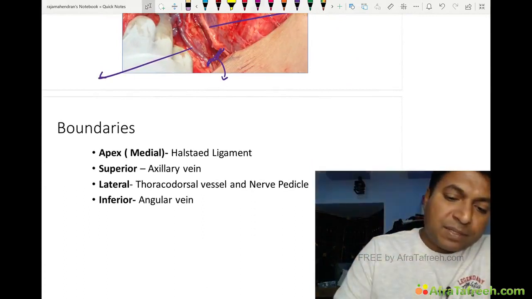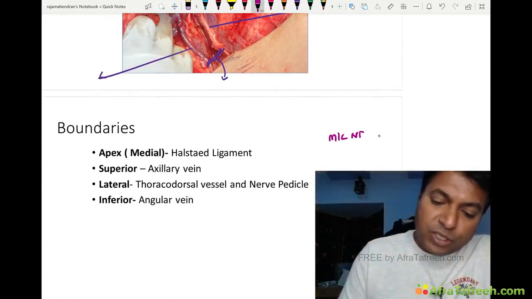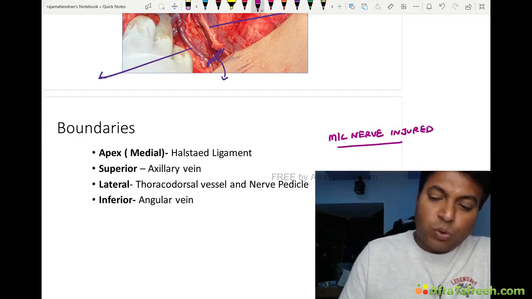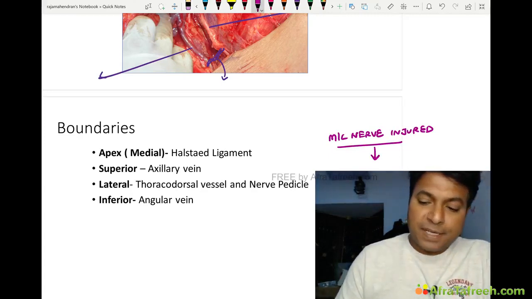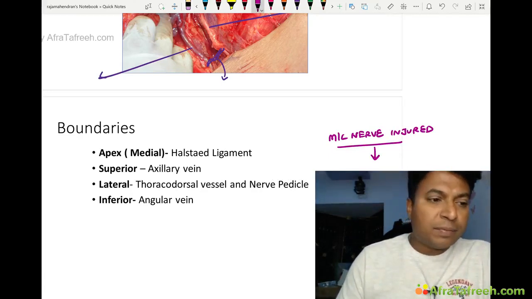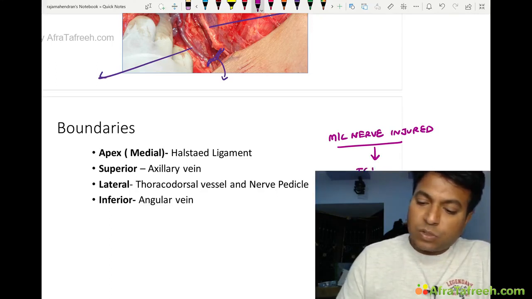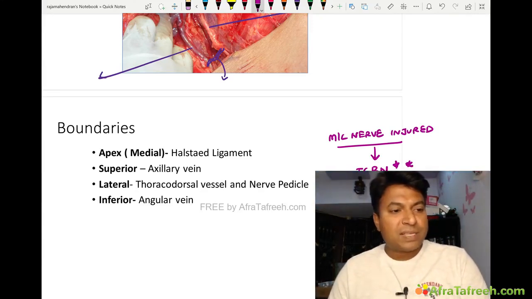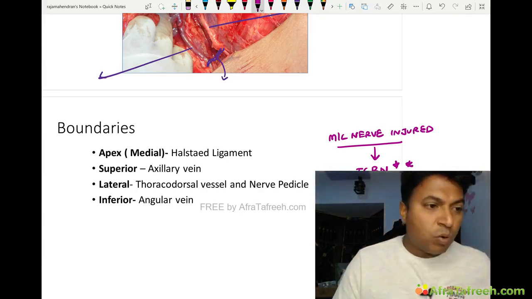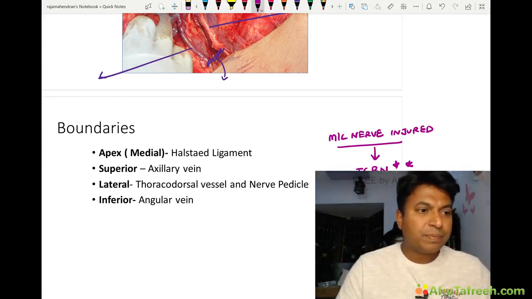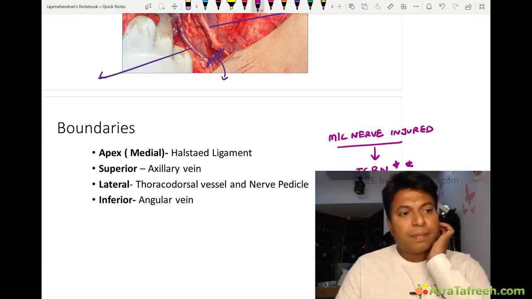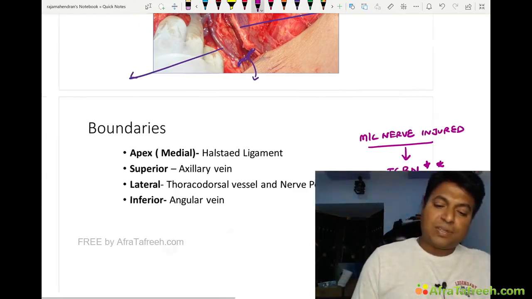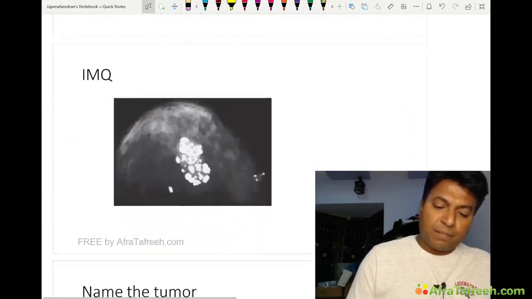Now the questions from this MRM. What is the most common nerve injured in MRM operation? They are the intercostobrachial nerves, which are nothing but cutaneous nerves. Intercostobrachial nerve is the most common nerve injured. Okay, please don't forget this. Intercostobrachial nerve is the most common nerve injured during MRM.